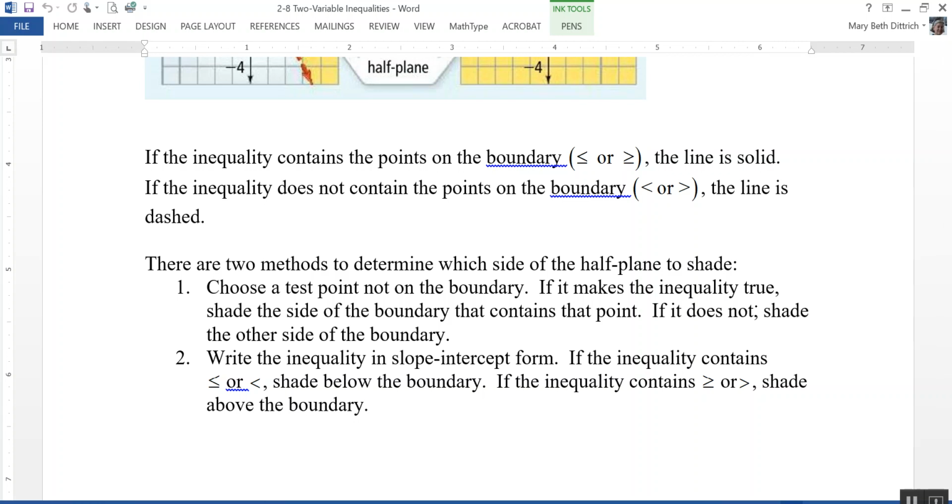Second method is to write the inequality in slope-intercept form. If the inequality contains a less than or equal to or a less than symbol, you're going to shade below the boundary line. If the inequality contains a greater than or equal to or a greater than symbol, you're going to shade above the boundary. Because if it's written in slope-intercept form, you're asking yourself, where is the y-axis? Where are the y values greater than or less than that line that you drew?